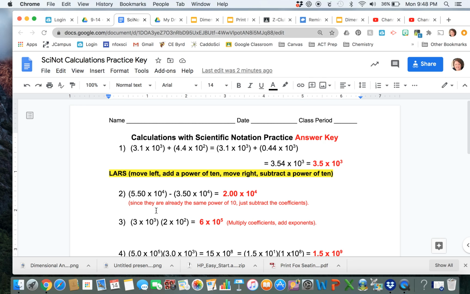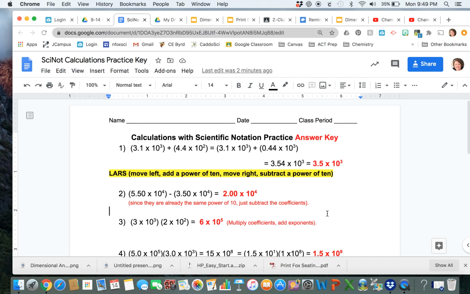Question 2. You have a subtraction problem. You have 5.5 times 10 to the fourth minus 3.5 times 10 to the fourth. 5.5 minus 3.5, subtract your coefficients, is 2.00. Again, we have to go to two decimal places because of these two and these two. Then we're going to take this 10 to the fourth and leave it the same. 2.00 times 10 to the fourth. Just subtract the coefficients if the power of 10 is already the same.